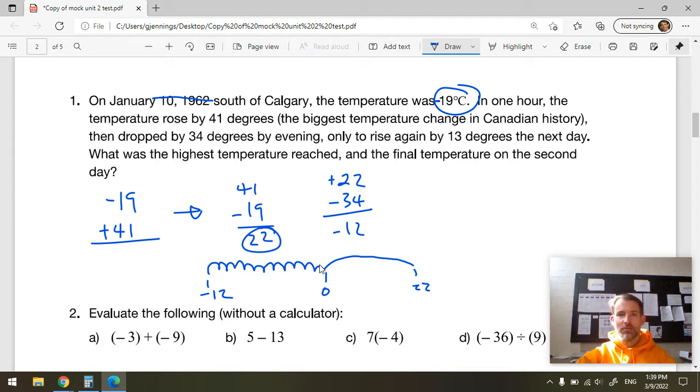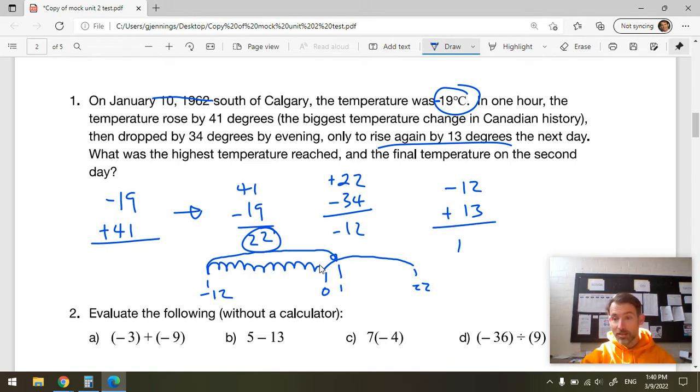So it goes down to negative 12, only to rise again by 13 degrees the next day. So I go negative 12 plus 13. So if I add 13 steps here, I would take away these 12 and add 1. So that would get me to positive 1. Okay, so the final temperature is 1.